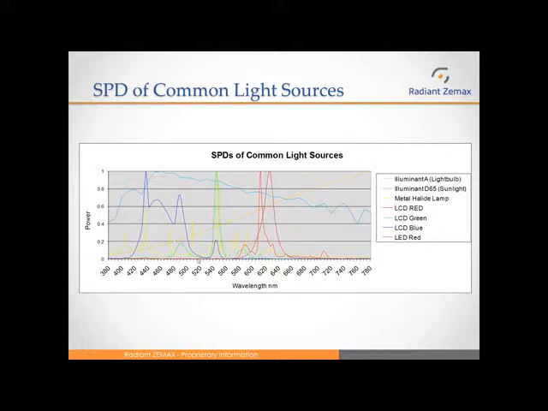Illuminant A and D65 are two different types of white light. The combination of LCD red, green, and blue looks white to our eyes. Metal halide, the spiky yellow spectrum, looks white to our eyes. So our eyes don't see wavelength, they only see color and brightness.